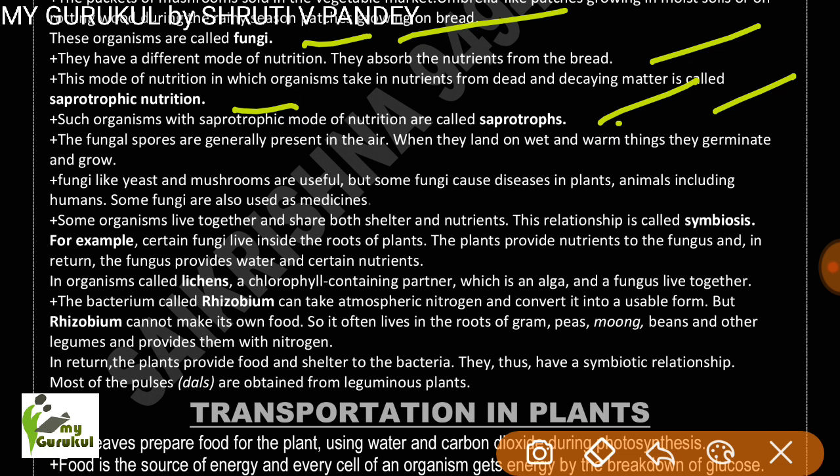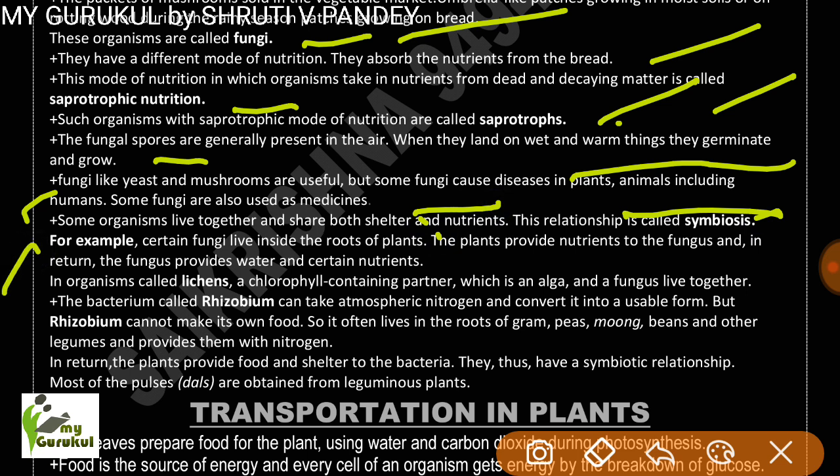So the fungal spores are generally present in the air. When they land on wet, warm things, they germinate and grow. Fungi like yeast and mushrooms are useful, but some fungi cause diseases in plants, animals, and humans. Some fungi are also used as medicines.